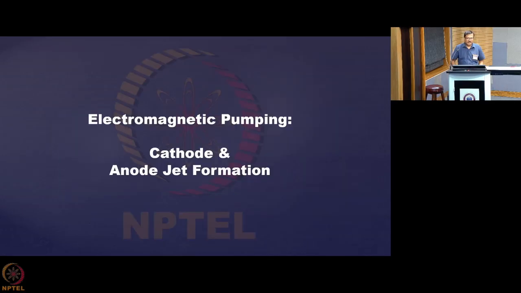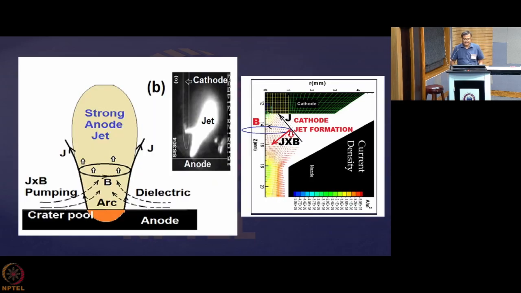Now I will tell you about another important thing in arcs in such devices, that is called cathode and anode jet formation and electromagnetic pumping. Here I am showing you one practical example of this jet formation in arcs. You are seeing here, this is underwater, this is the cathode and this is the job. When we have established an arc between these two, the electromagnetic pumping is basically forming this plasma jet inside the water. A very strong jet comes out from there.